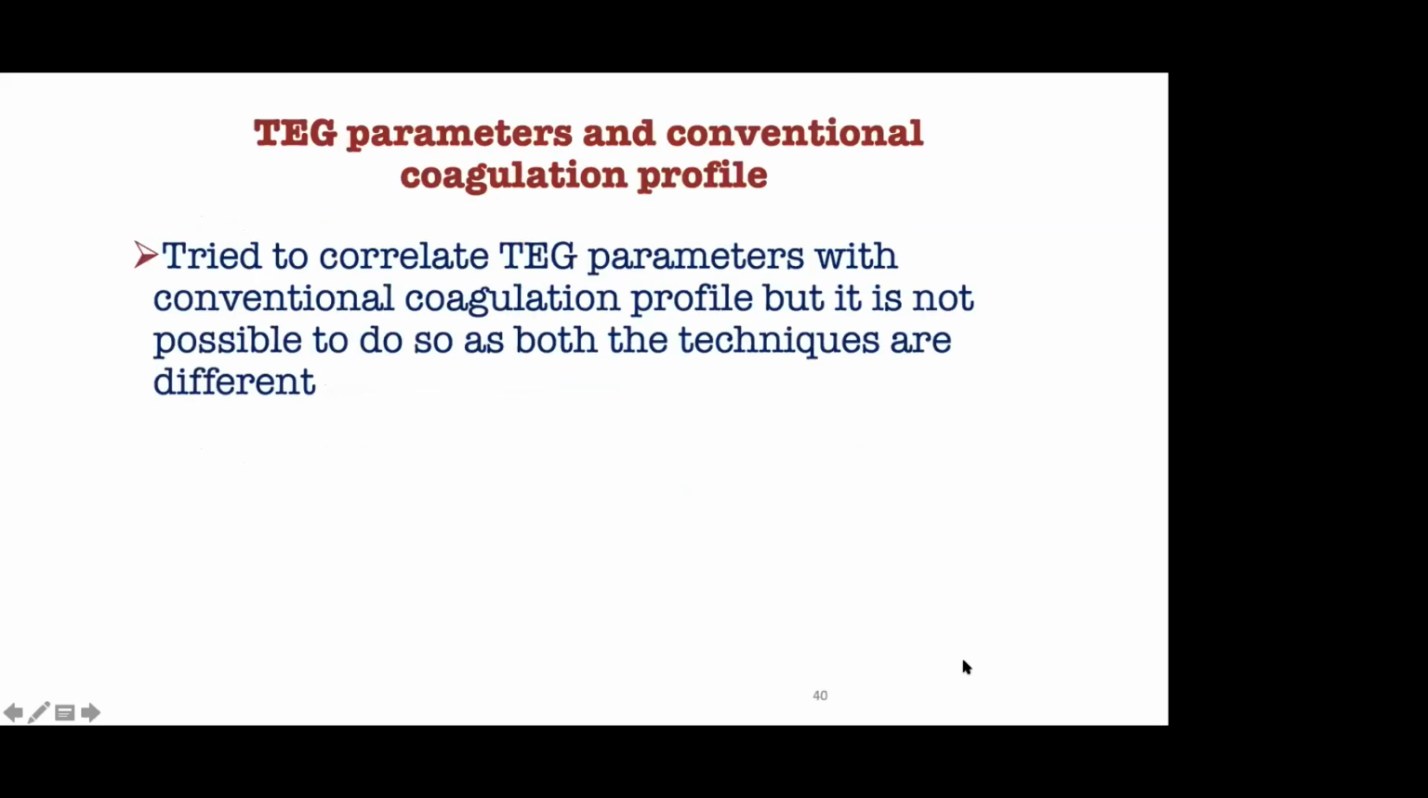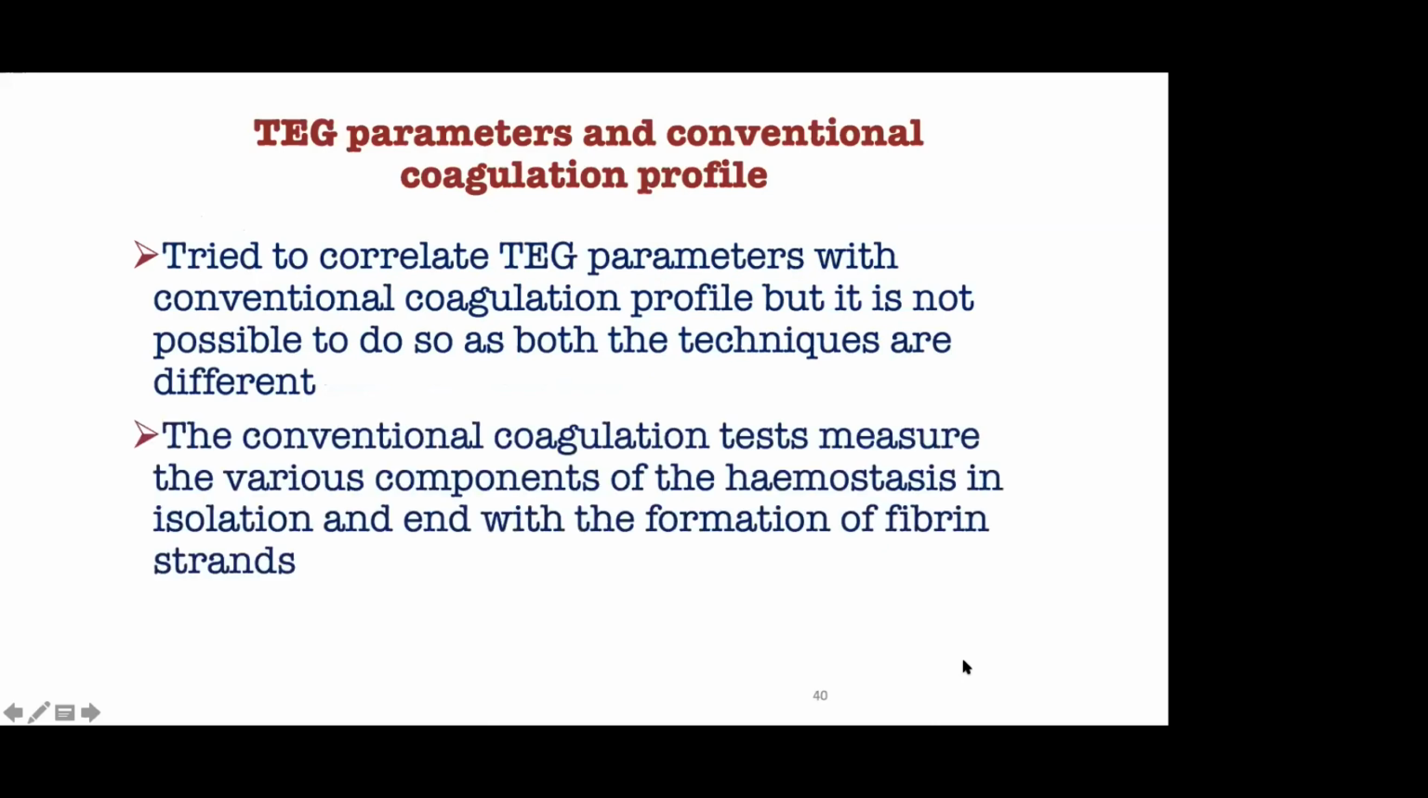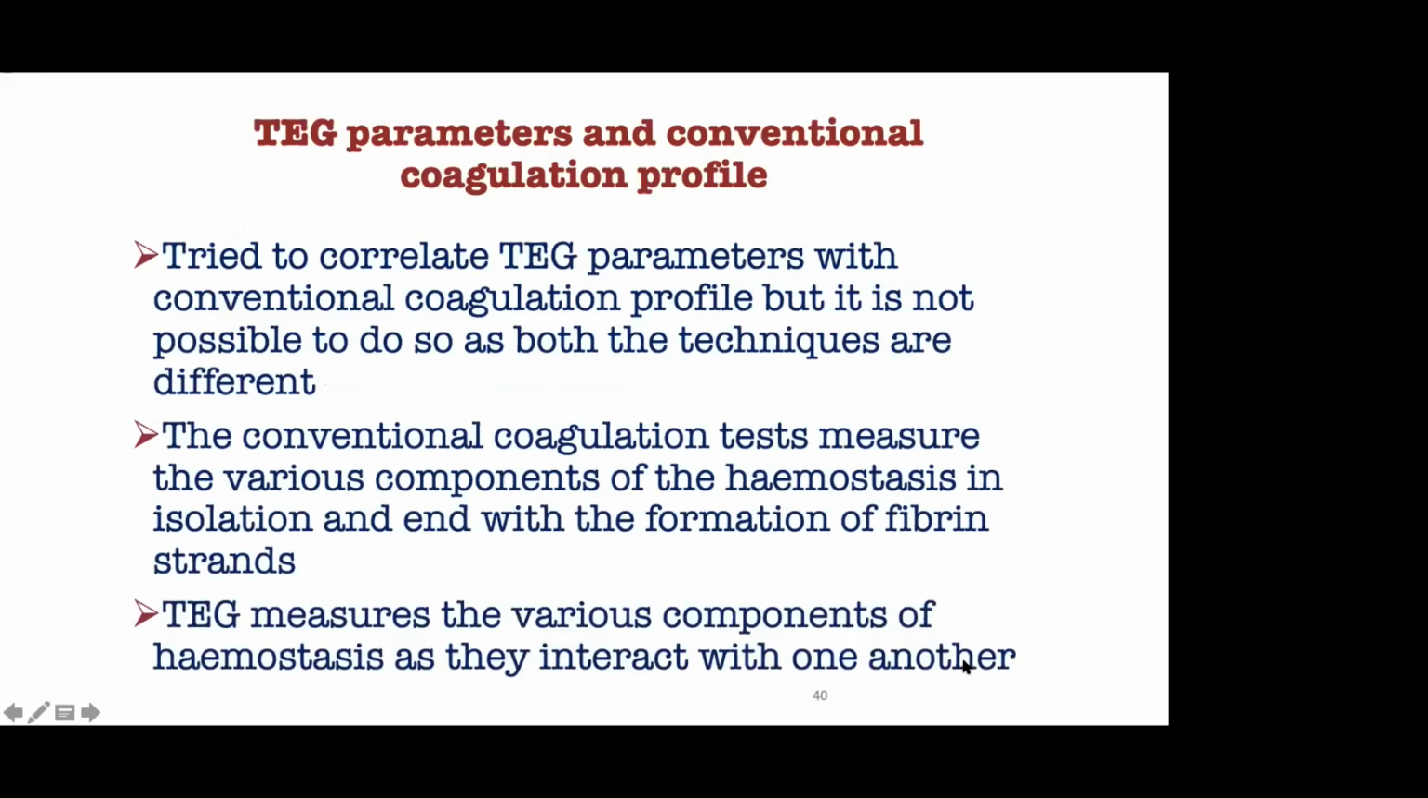So TAG parameters and the conventional coagulation profile: we try to correlate TAG parameters with the conventional coagulation profile, but it is not possible to do so as both techniques are different. The conventional coagulation tests measure the various components of hemostasis in isolation and end with the formation of fibrin strands. TAG measures the various components of hemostasis as they interact with one another.